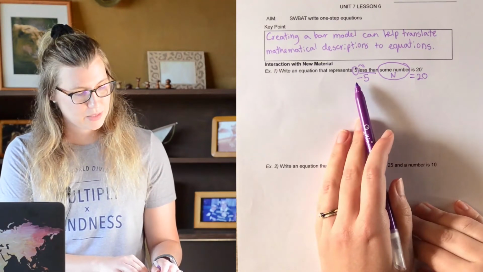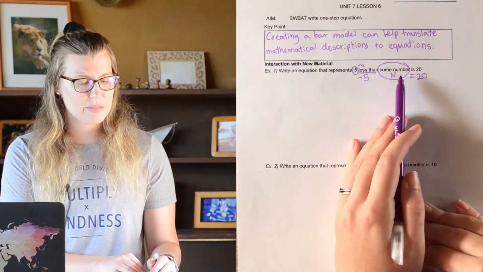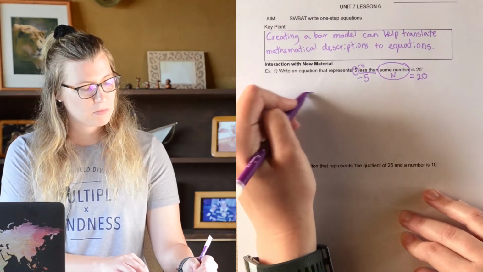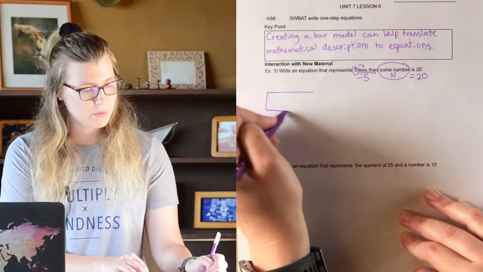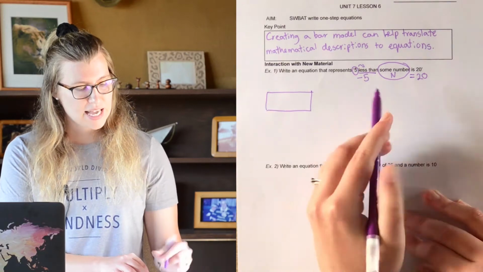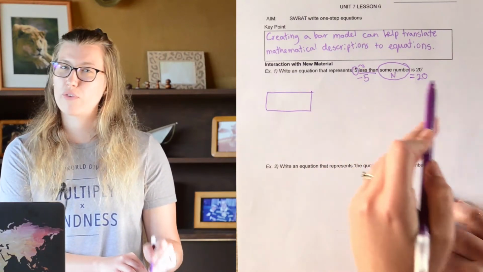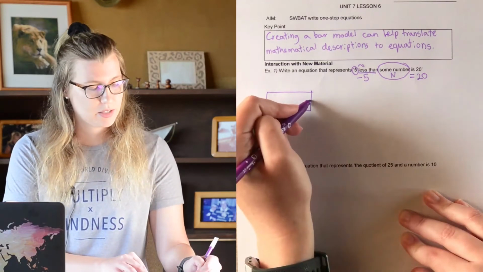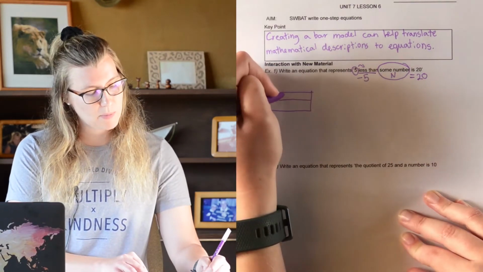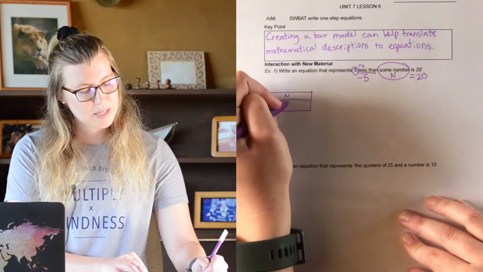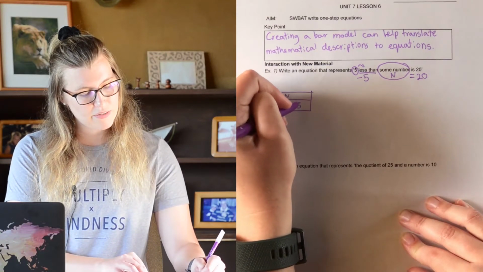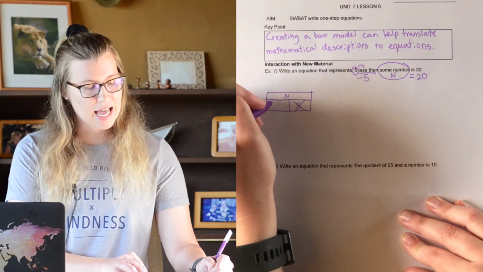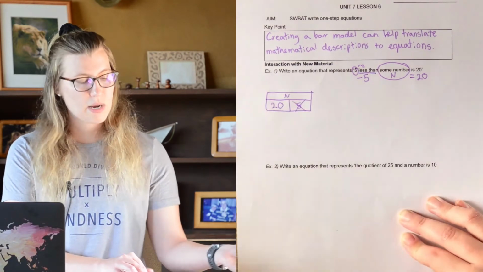So let's see. If I take away 5 from something, I'm going to get 20. How would I draw this in a bar model? So I'm going to have some type of total. And if I take away 5 from my total, that some number, I will get 20. So if I think about that bar model, I have some number. I'm going to have to take away 5. Pretend I'm crossing this out. And when I take that away, I end up with 20.